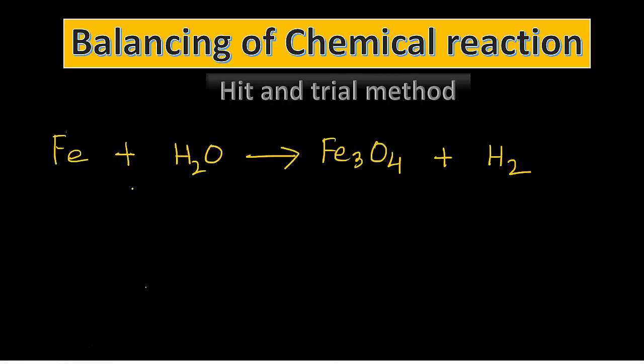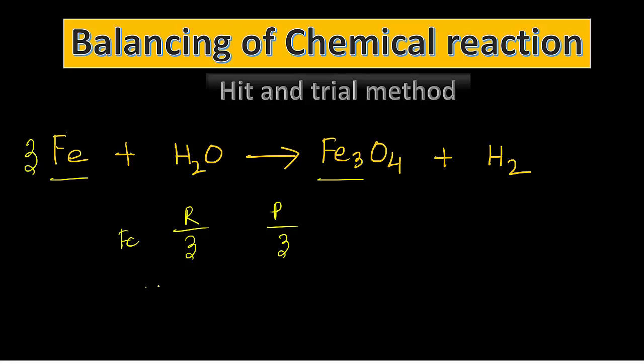Next, this is also easy. Iron reactant, product. What is the number of iron in the reactant? Only 1. And what is the number of iron in the product? That is 3. Therefore, we will place 3 before the reactant. So the number of iron is 3 in the reactant and in the product also it is 3.